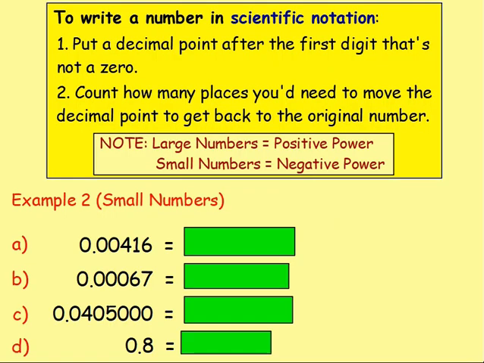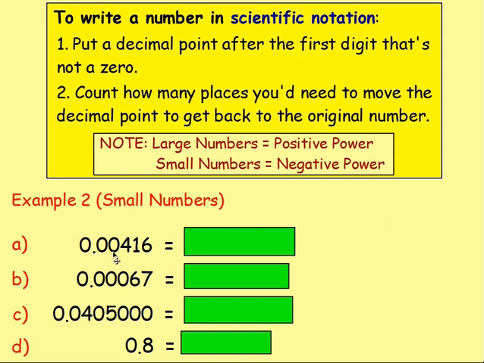Let's look at small numbers. What do we do with small numbers? Well, it's the exact same thing. It's the same idea. The decimal point still goes after the first digit that's not a 0. Then we still count how many places we need to move the decimal back to get the original number. However, because they're all 0 point, the index, the power, becomes a negative this time because we'll be moving the decimal back the other way.